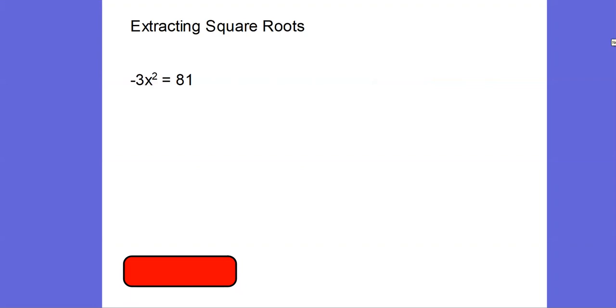Here's our first example. If I have negative 3x squared equals 81, step one, I've got to work towards getting my x by itself. This is negative 3 times x squared. To undo that multiplication, I'm going to divide both sides by negative 3. These cancel out. This will be x squared equals, and now we've got to work out 81 divided by negative 3. Well, positive divided by a negative is going to be negative, so I know that's going to be negative right there.